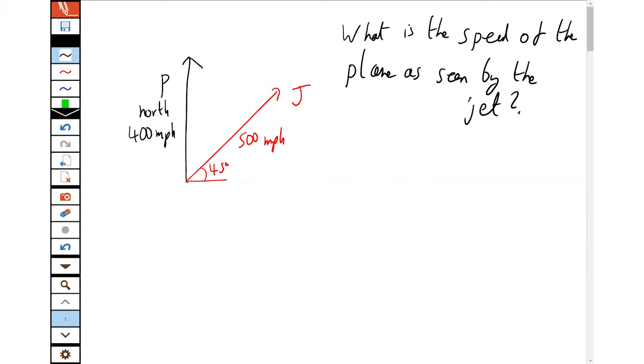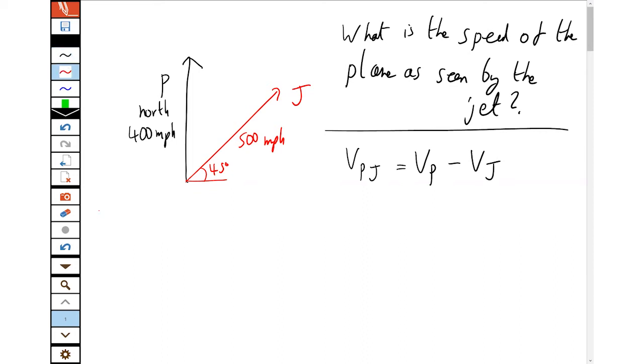Well, there's two ways to do problems like this: mathematically, and by drawing a load of vectors and making triangles. I always use the mathematical because it works in every part of the course, for vectors, for force, for momentum, for all of it. So you get more practice out of that method. So let's do it now. Well, how do we do this? What is the speed of the plane as seen by the jet? That's asking for the relative speed of the plane to the jet. So it's the velocity of the plane minus the velocity of the jet.